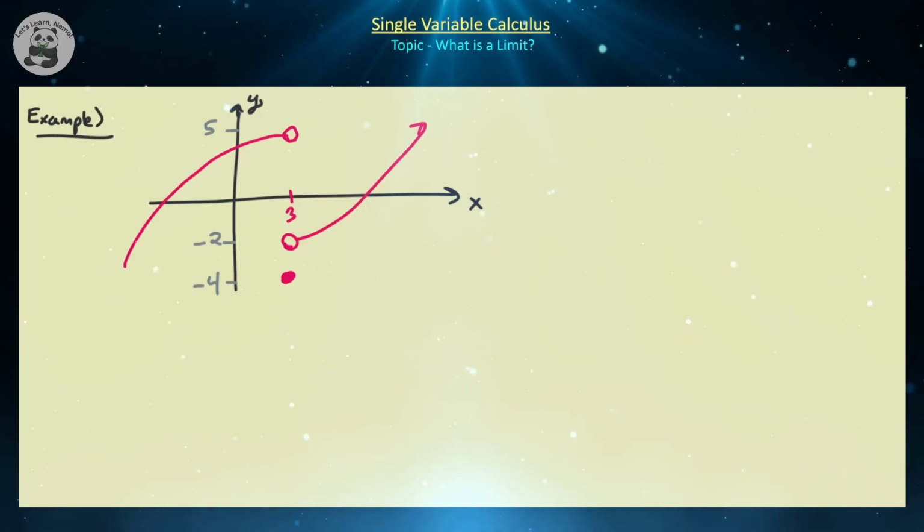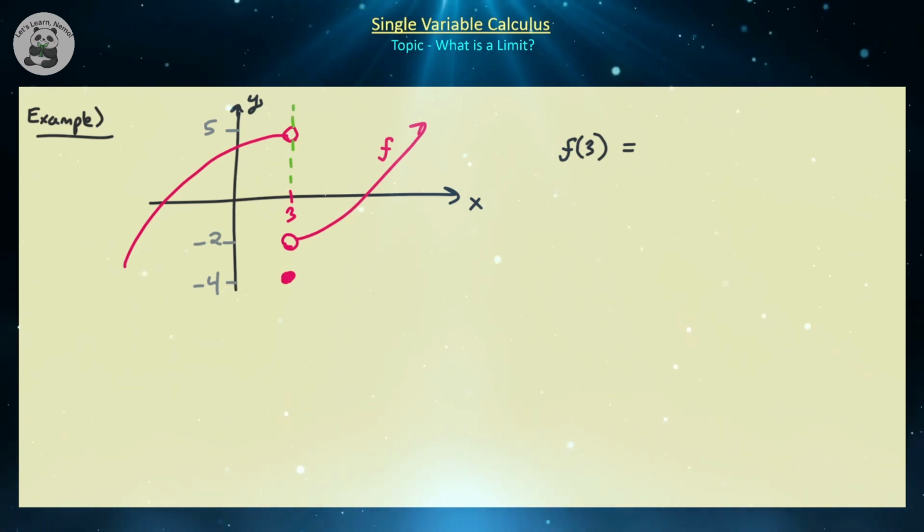Let's assume that somebody gives you the graph of some arbitrary function and asks you to find a bunch of things about it. For example, let's assume that we have this graph here, and let's assume that the name of this function is f. So what if somebody asks you, what is f of 3 equal to? So f of 3, in case you do not remember, is where the closed dot is along the line x is equal to 3. And notice that the closed dot is located at a y value of minus 4. Therefore, f of 3 is going to be equal to minus 4.